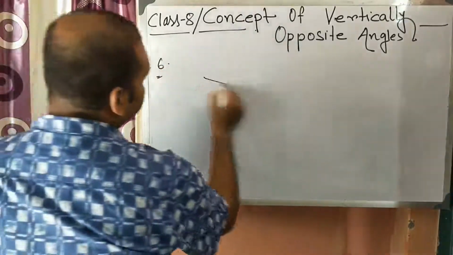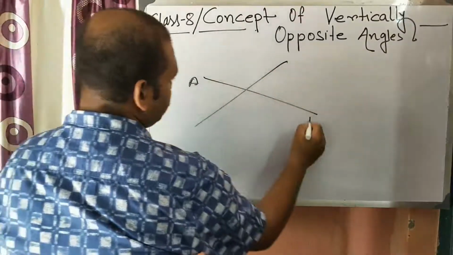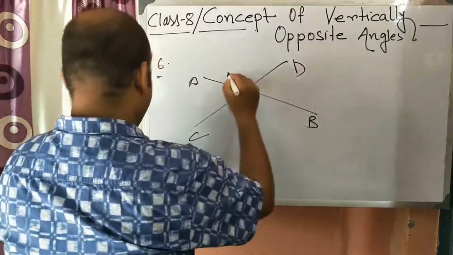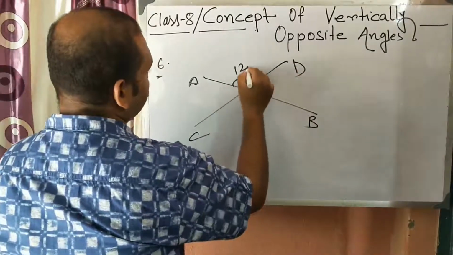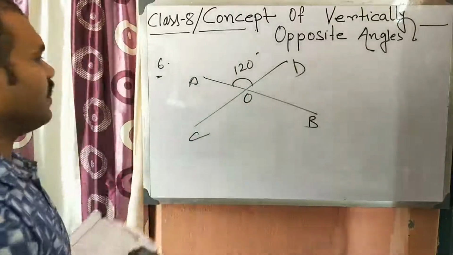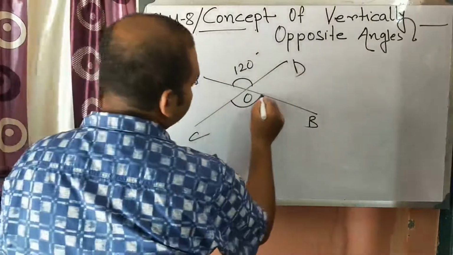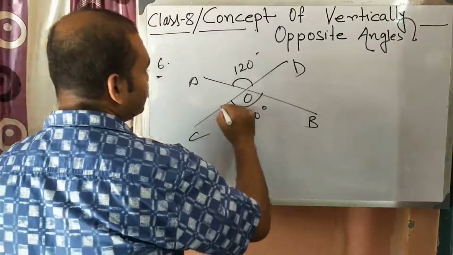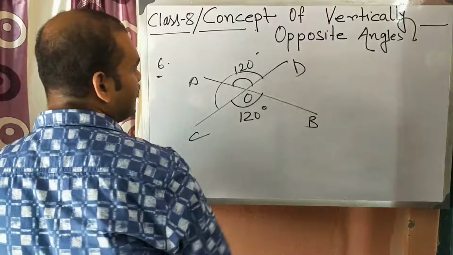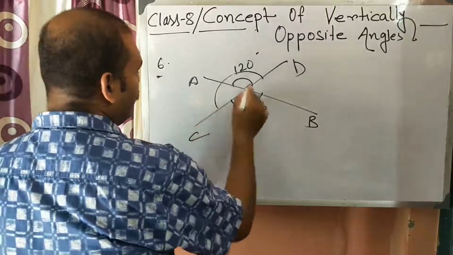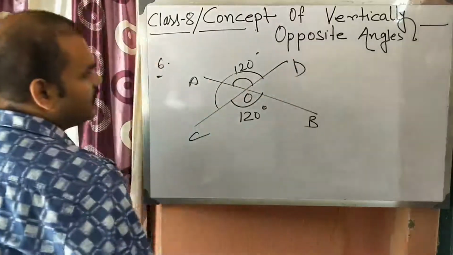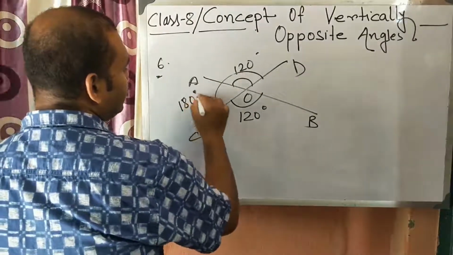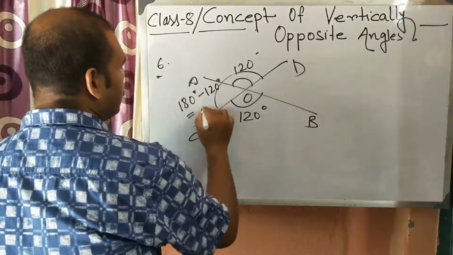So AB and CD intersect at O, and this angle AOD is given as 120 degrees. So what is the value of the other angle? It is a vertically opposite angle, so this will also be 120 degrees. Now this is a straight angle, this total is 180 degrees. So AOC plus AOD is equal to 180 degrees. So AOC will be 180 degrees minus 120 degrees. So this will be 60 degrees.